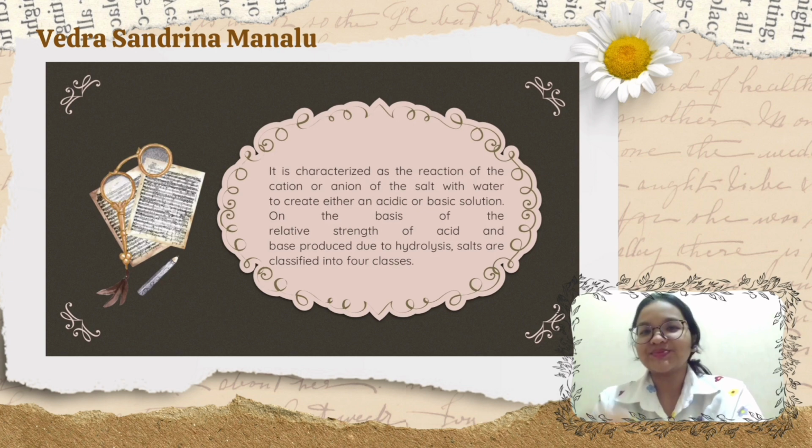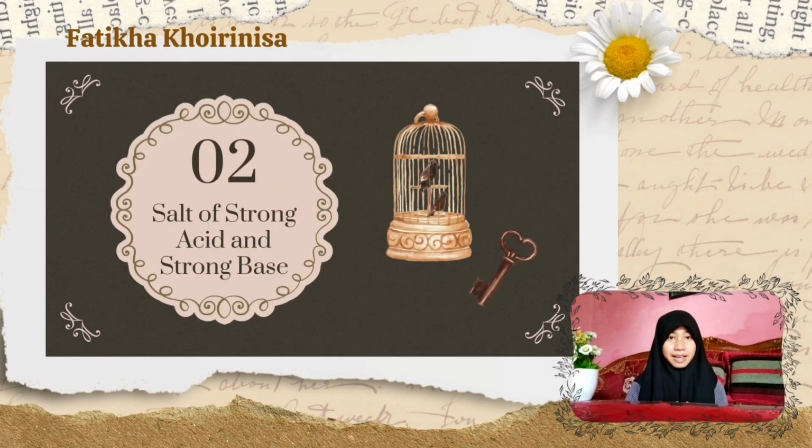So, listen to it. My name is Fatikha Khoirinisa with NPM 221-302-3025. I will continue my friend's explanation.